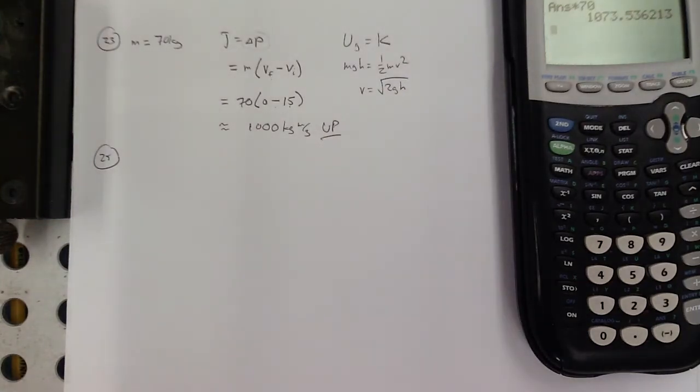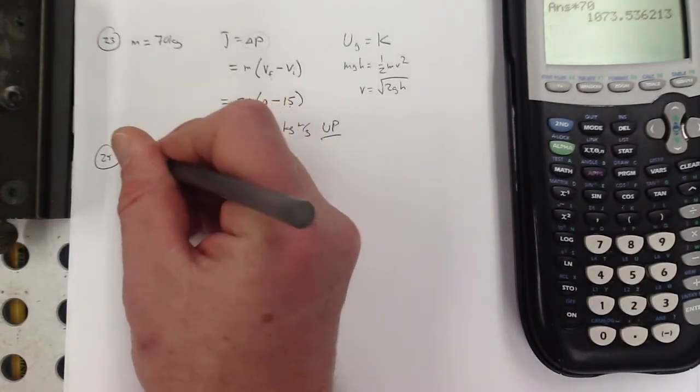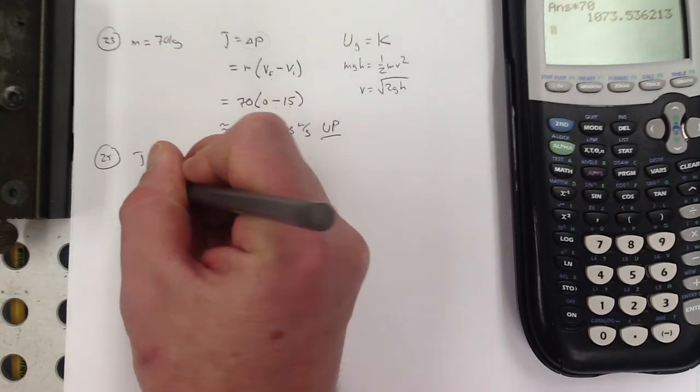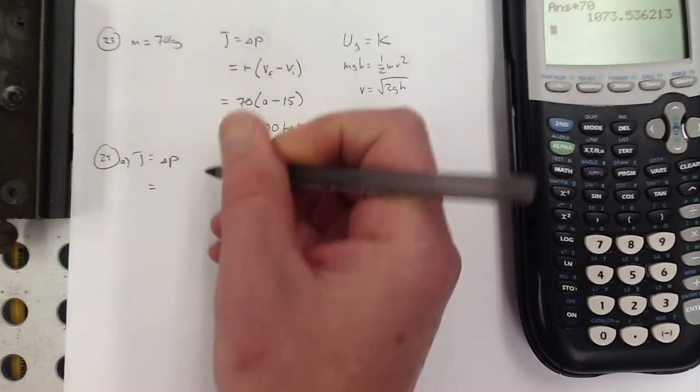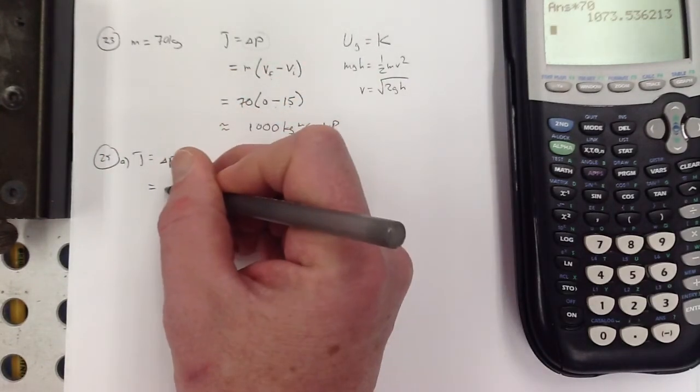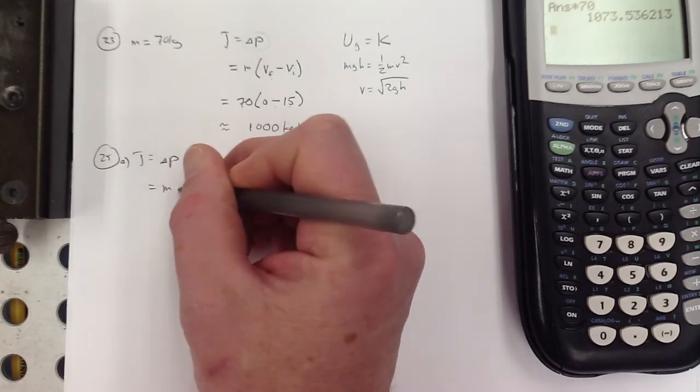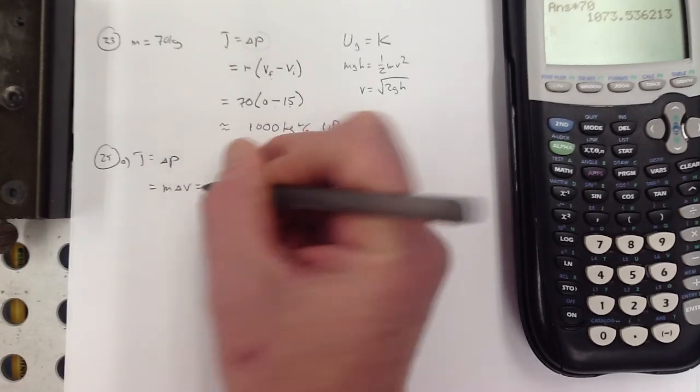Problem 25. A 1.2 kilogram ball drops vertically onto a floor, hitting with a speed of 25 meters per second. It rebounds with an initial speed of 10 meters per second. We want to know the impulse. Impulse is equal to change in momentum, and the change in momentum of this ball is mass times its change in velocity.